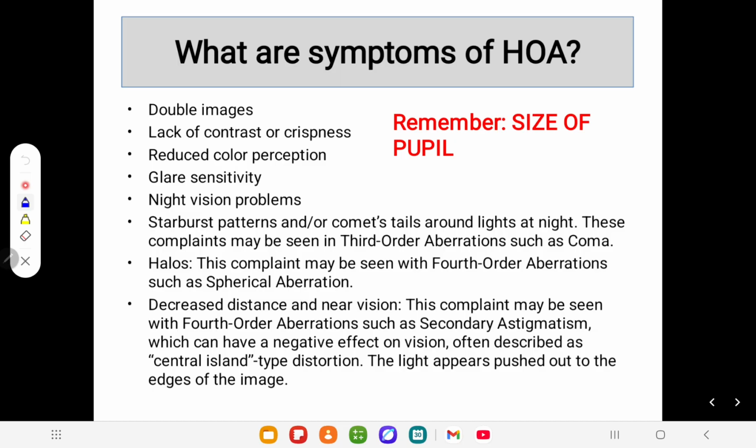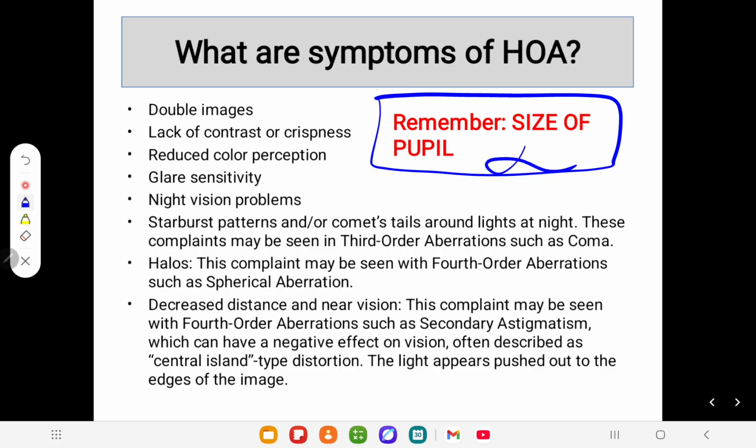So what are the symptoms of high order aberration? It's very important. Remember, high order aberration is directly proportional to the size of the pupil, and many times it's proportional like a square. If the pupil size increases by double, aberration increases by four times. It's a square. So that's why in people with small pupils there is always less aberration, because there is less coverage by corneal refraction.